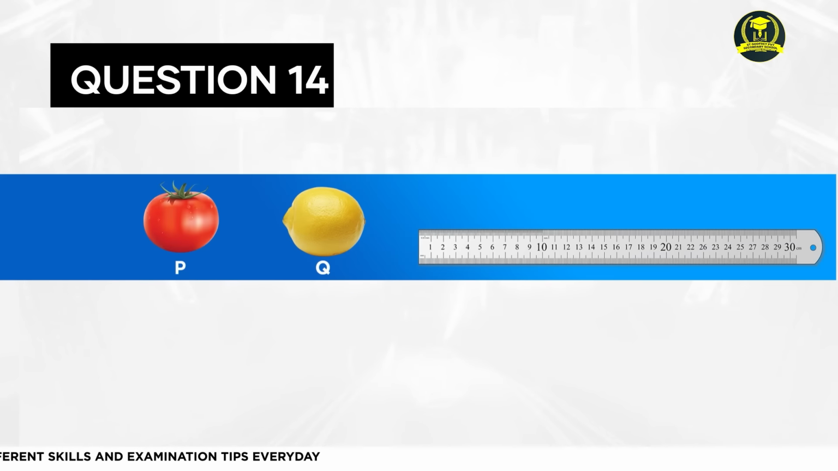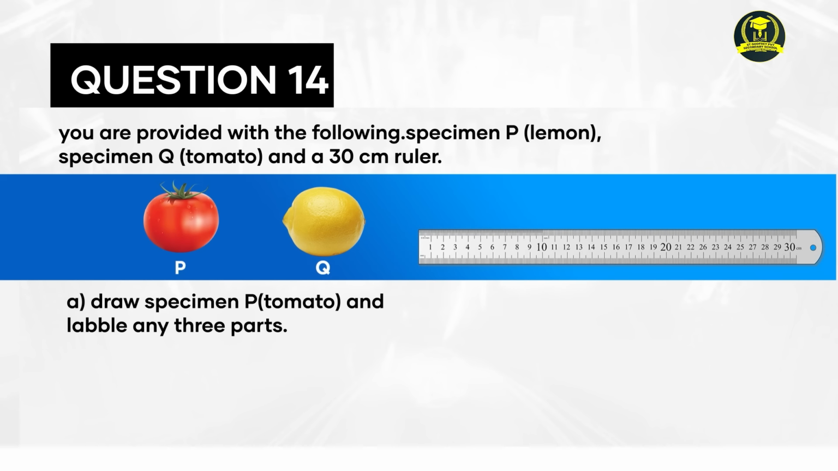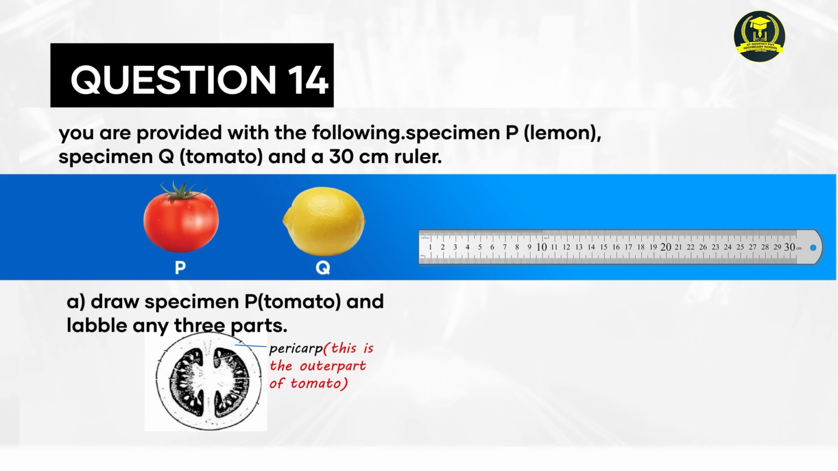Question number 14. You are provided with the following: specimen P, which is a lemon; specimen Q, which is a tomato; and a 30 centimeter ruler. Question A. Draw specimen P, which is a tomato, and label any 3 parts. Number 1, epicarp. This is the outer part of the tomato.